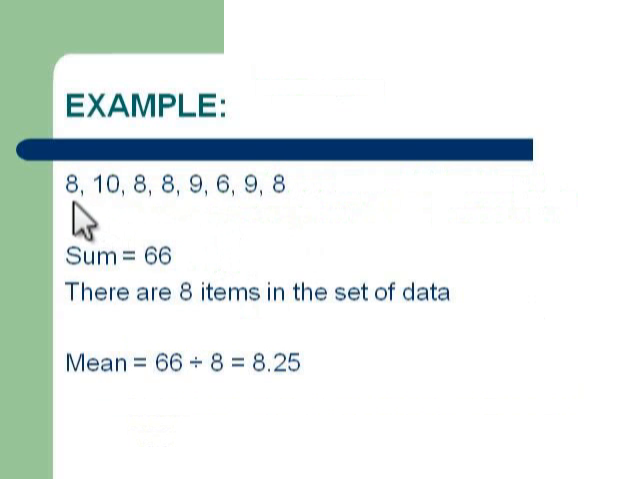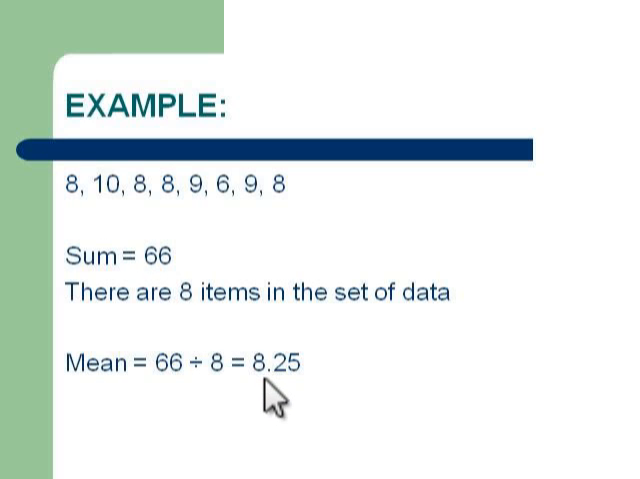Let's first count how many items we have. 1, 2, 3, 4, 5, 6, 7, 8. So we know we're going to divide by 8. So first thing we're going to do is add them all up. So 8 plus 9 plus 6 plus 9 plus 8 plus 8 plus 10 plus 8, and yes, you may use a calculator, is 66.